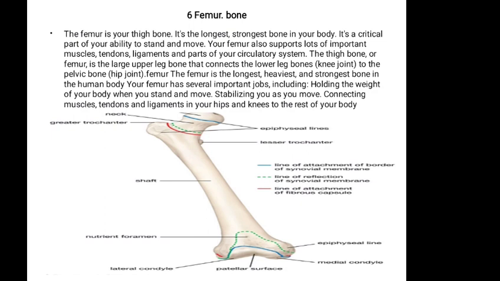Our femur has several important jobs, including holding the weight of our body when we stand and move, stabilizing us as we move, and connecting muscles, tendons, and ligaments in our hip and knees to the rest of our body. Here, femur bone diagram is there. You have to draw the diagram neatly.